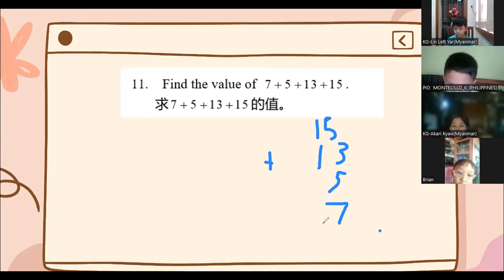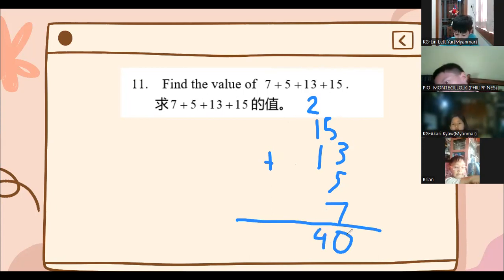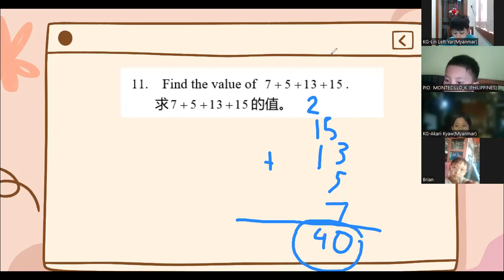Okay. Let's see if we're gonna get 40. So add it in terms of their place values. 5 plus 3, that's 8. Plus 5, that is 13. Plus 7, that is 20. So bring down the 0, carry the 2 here on the tens place. Then you have 2 plus 1 plus 1, that is 4. So see, it's still the same. The answer that you will get is 40. So you can use any method that you are comfortable to do.